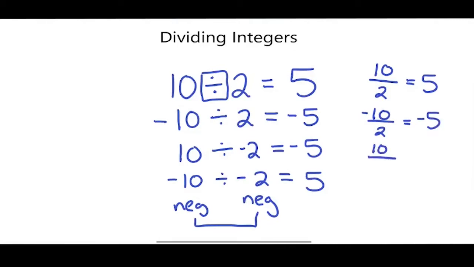10 divided by negative 2, well, that's also negative 5. And negative 10 divided by negative 2 equals positive 5.